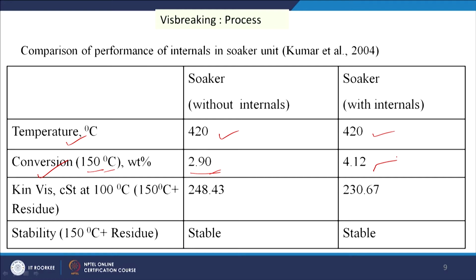So, more liquid we are getting here in case of soaker with internals. And then kinematic viscosity: it is 248.43 cSt, whereas it is 230.67 cSt. So, viscosity is lower in case of soaker internals, because it is preventing the coke formation and back mixing in the soaker unit. And then stability, both are stable. So, it is very clear to us that if we use the soaker internals, then the quality of the product will be improved.